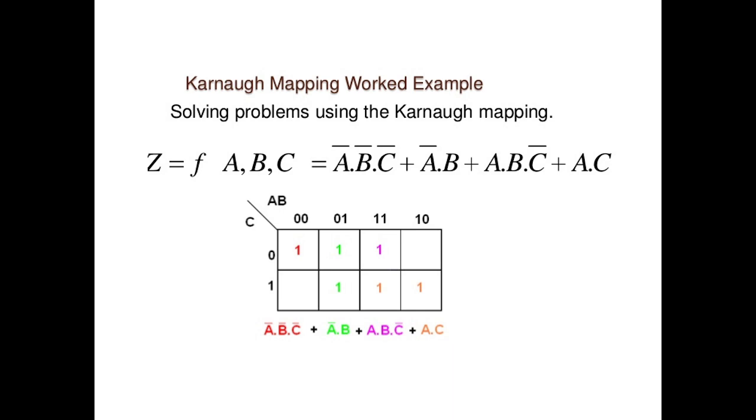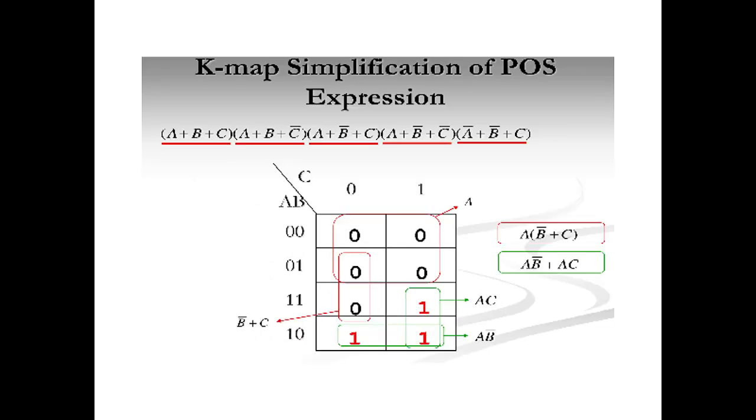This is one example for your practice, solving this problem using Karnaugh map. This is also another example for your practice. It is using maxterms. In the maxterm we put the cell value as 0 and we combine. It is written as a product of sums. In minterms we write it as a sum of products.